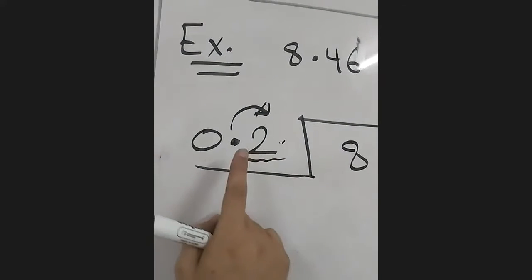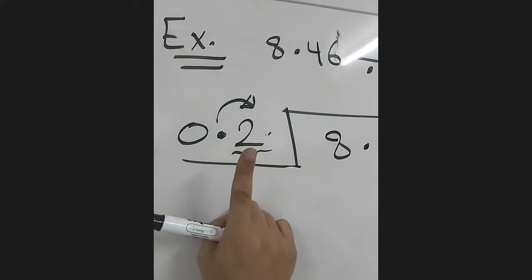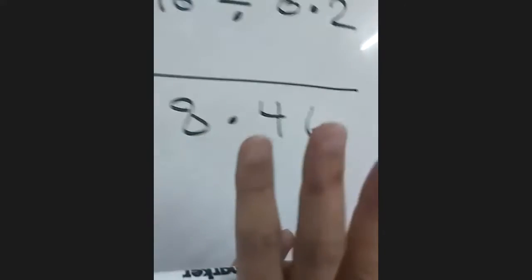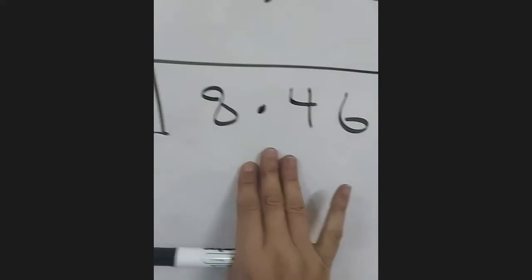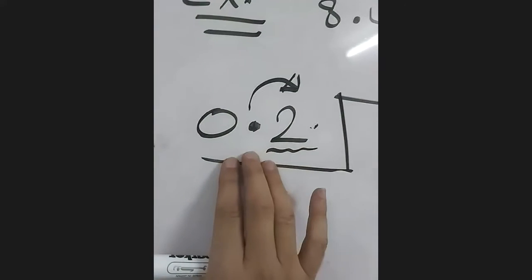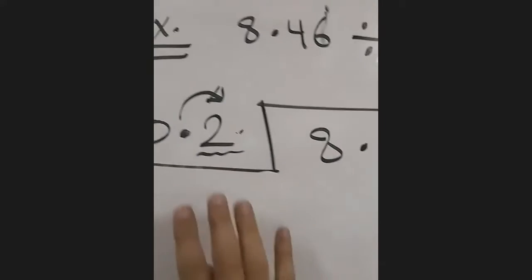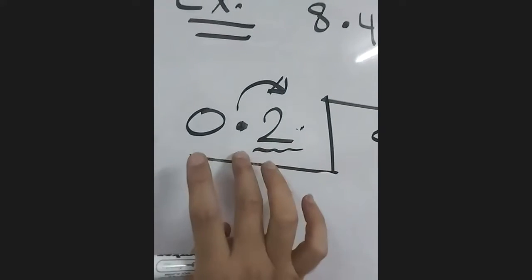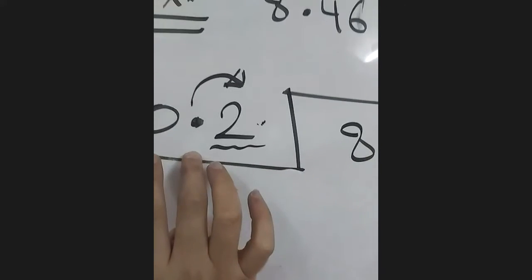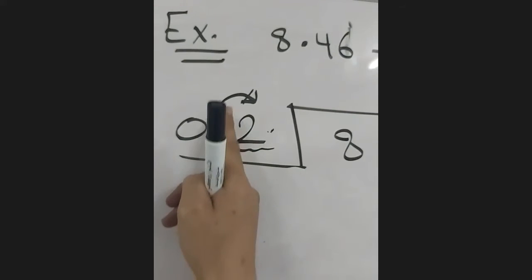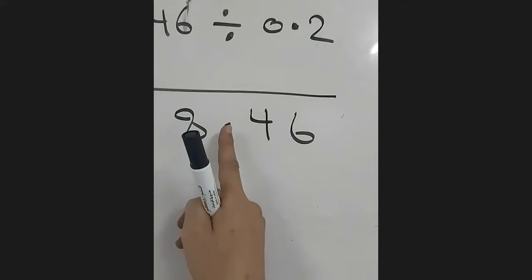But how many digits did we push the decimal? 1 digit. What we do here, we will do the same thing here. So what we did here, we pushed the decimal 1 digit, so I will push the decimal here also 1 digit.